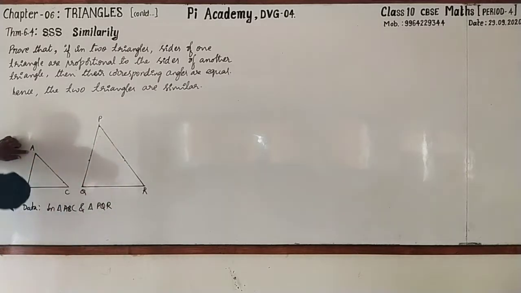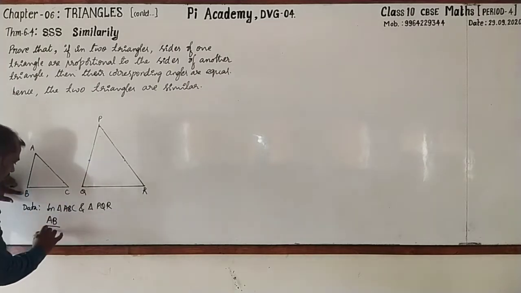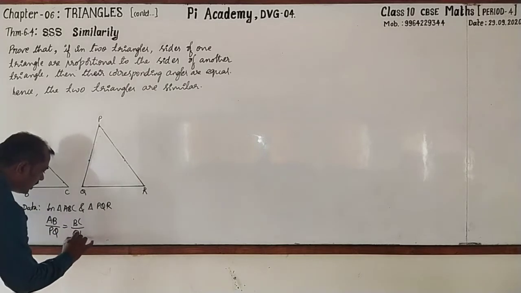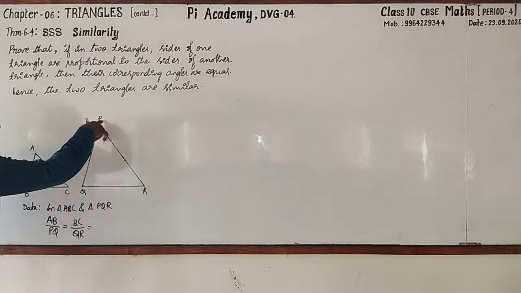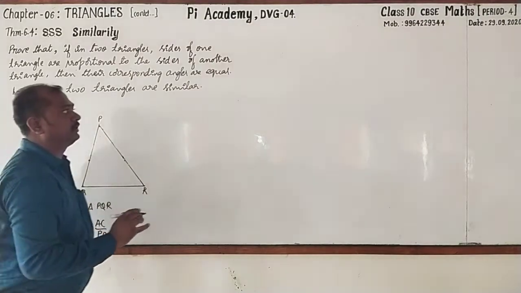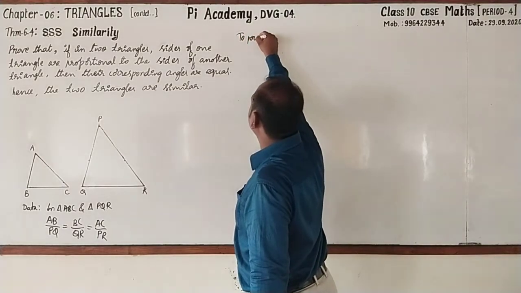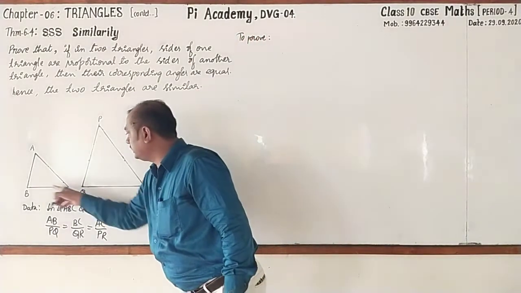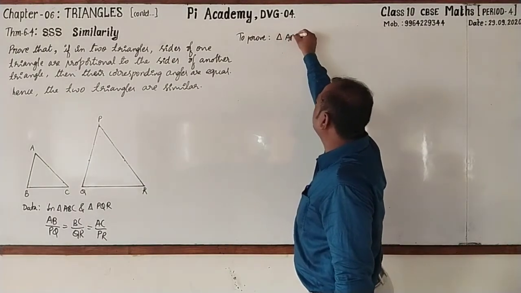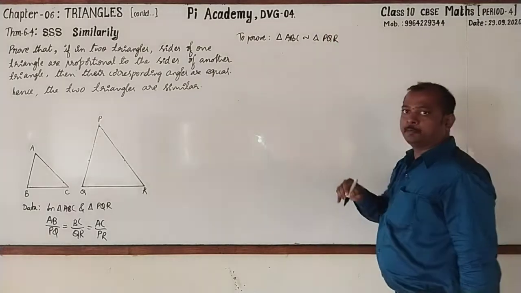The corresponding sides are in the same ratio. That means AB by PQ is equal to BC by QR is equal to AC by PR. This much has been given. And what are we going to prove? We are going to prove that triangle ABC is similar to triangle PQR.